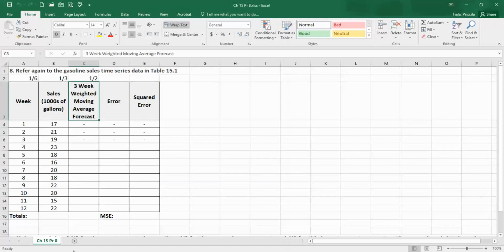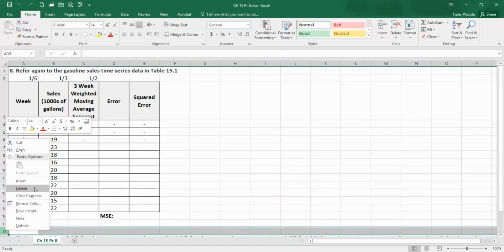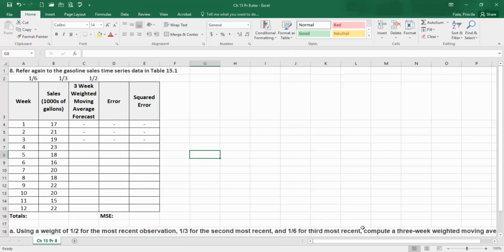It's also asking you, just delete one here so you can see it, to do a 3-week weighted moving average. So for the first 3 weeks, we're not going to have anything. So we're going to start on the 4th value, week 4, and you're going to do equals to, let's start the problem, the first value, the oldest value, times the weight, 1/6.